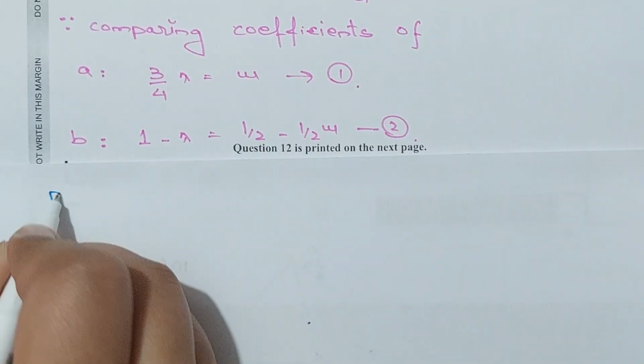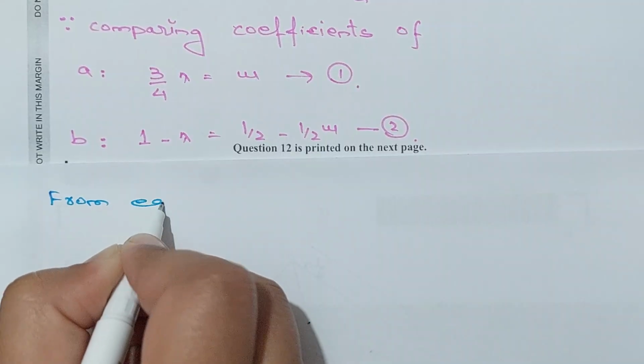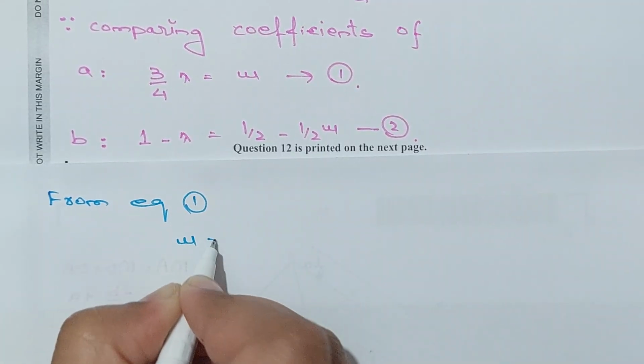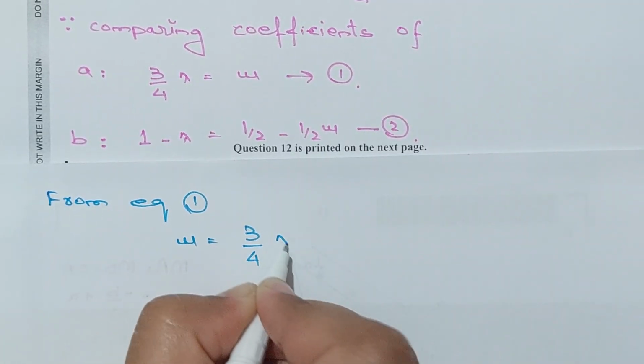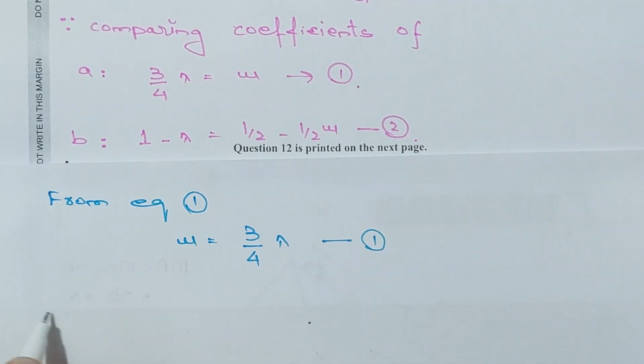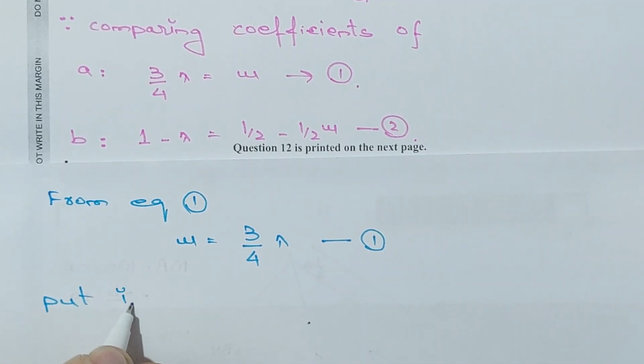So from equation 1, the mu value is 3 by 4 lambda. This is my equation 1. Put it in equation 2.